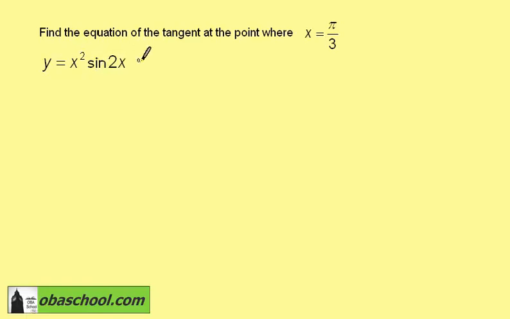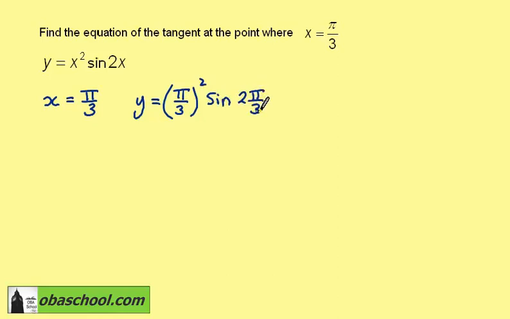We want to find the equation of the tangent at the point where x is π/3 to the curve y is x squared times sine 2x. Let's consider when x is π/3. When x is π/3, y is going to be (π/3) all squared times the sine of 2π/3.